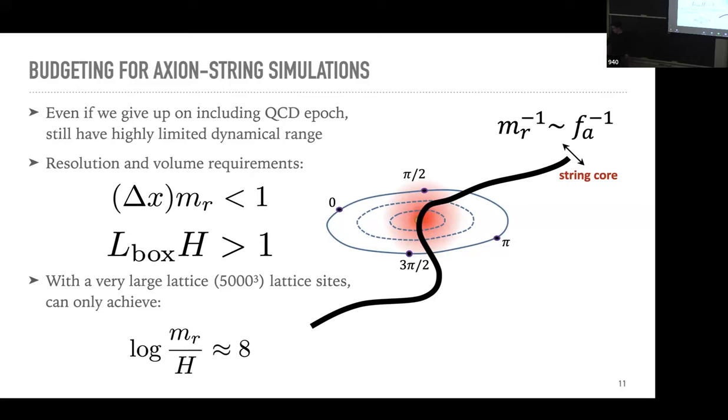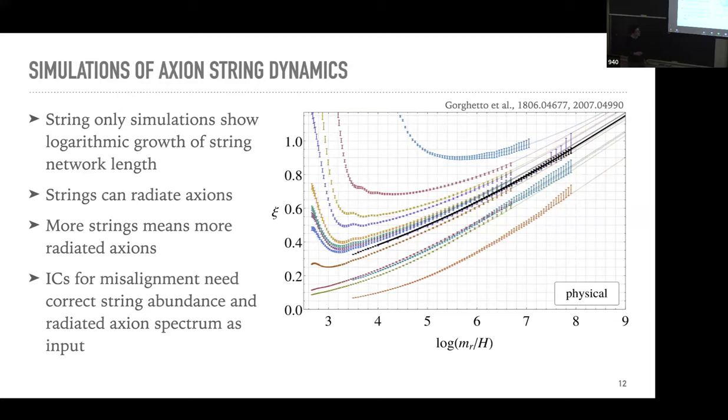One effect is just how the string length per horizon evolves. There was a group, Giovanni Villadoro, Gorghetto, and Hardy, back in 2018, who started to look at this. They were doing simulations that only had strings, with no QCD potential. So they removed one of the scales from the problem, and that let them purely focus on the string dynamics. They go up to log of 7.5 with what they call a physical string, which is to say a string that doesn't have an artificially shrinking tension associated with it.